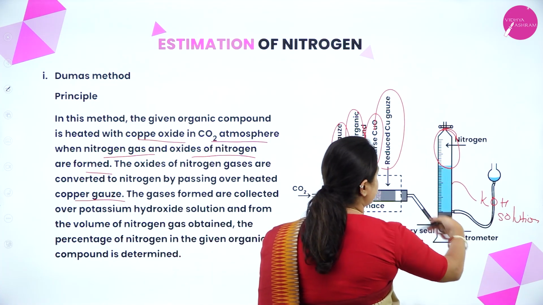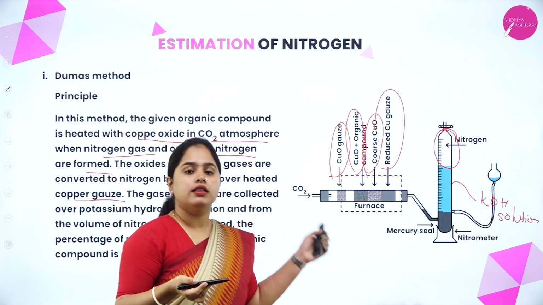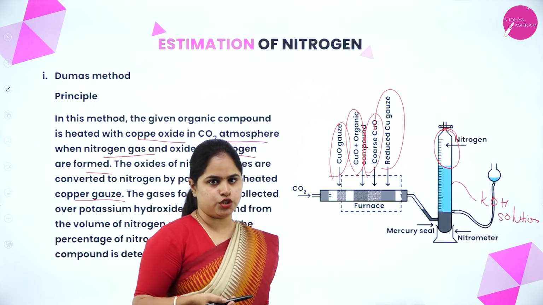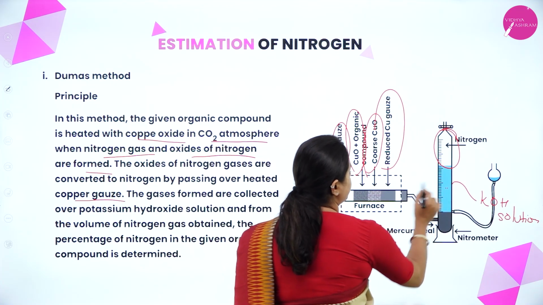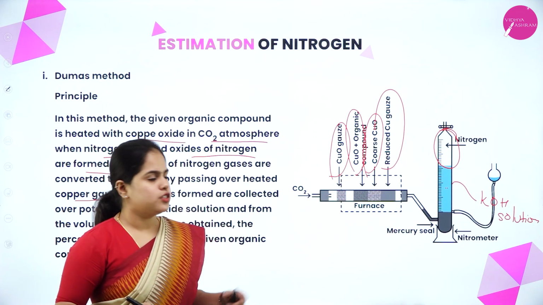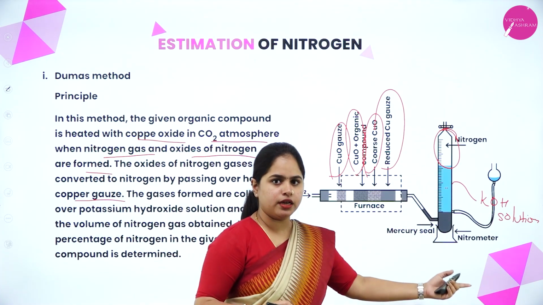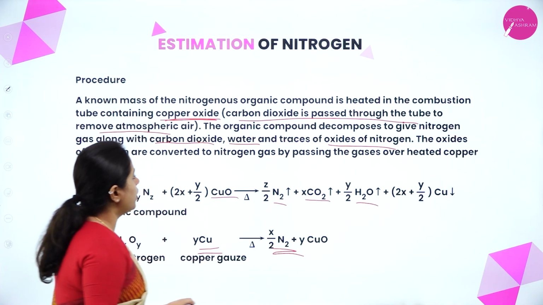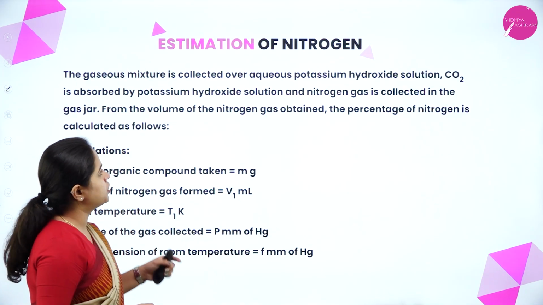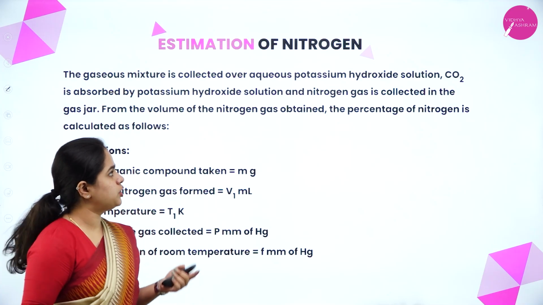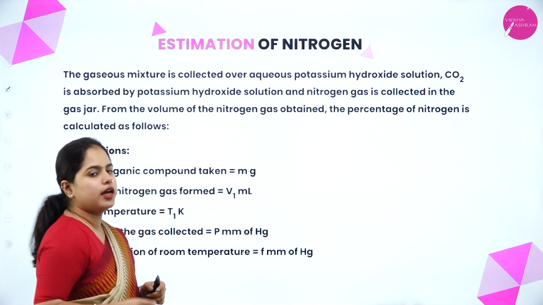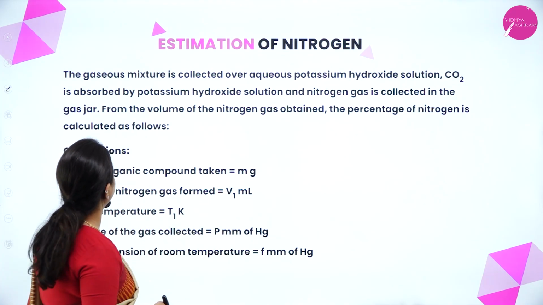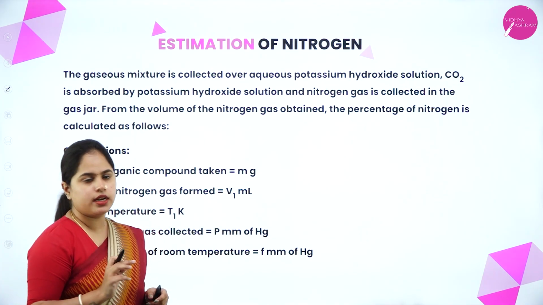And what is the significance of the KOH solution taken here? The carbon dioxide which is coming out of this combustion tube will be absorbed in the potassium hydroxide solution. So carbon dioxide gas will be absorbed here, and the nitrogen gas will be present on top of it, right? Yes, okay. So now the gaseous mixture is collected over aqueous potassium hydroxide solution. Carbon dioxide is absorbed by KOH, and nitrogen gas is collected in the gas jar. On the top you can see nitrogen gas.